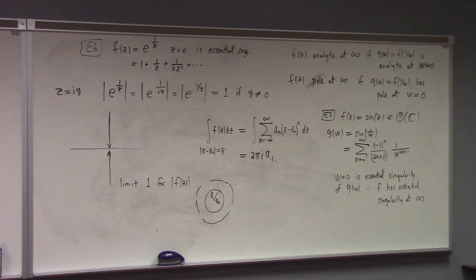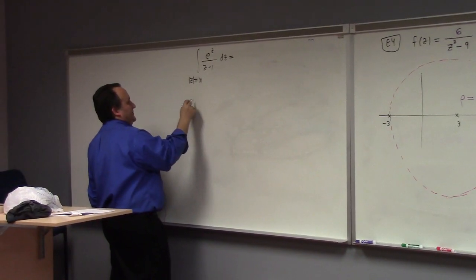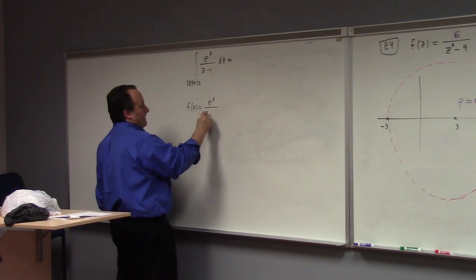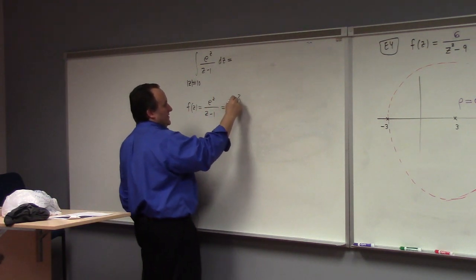For example, if I was to integrate, I don't know, e to the z over z minus 1 dz over, well, I could just say over the circle of radius 10, all right? Then what is the Laurent expansion centered around 1 for this? We do what? e to the z minus 1 plus 1.